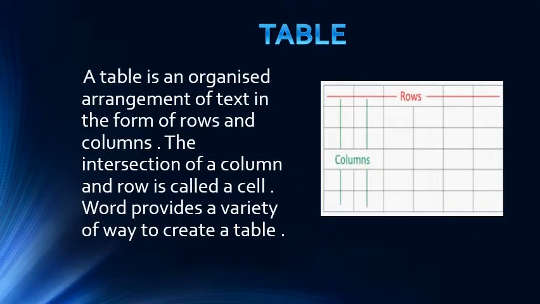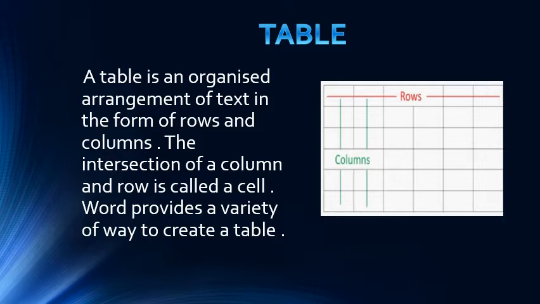Earlier we discussed what a table is. A table is an organized arrangement of text in the form of rows and columns. The intersection of a column and a row is called a cell. Word provides a variety of ways to create a table. In an earlier video, we have seen how to create the table inside our Word document.